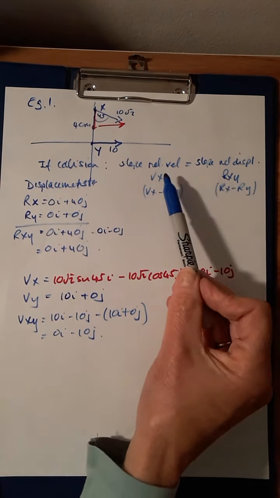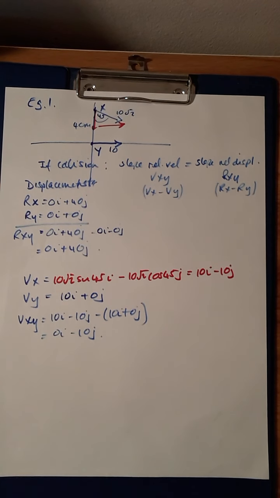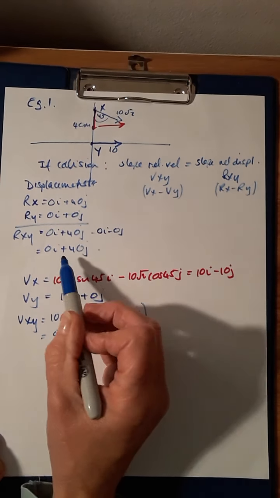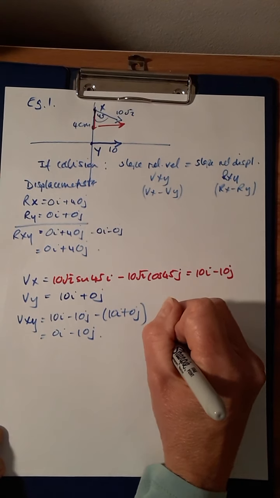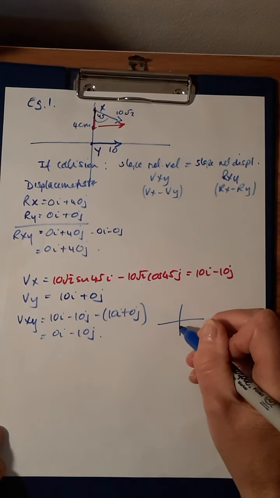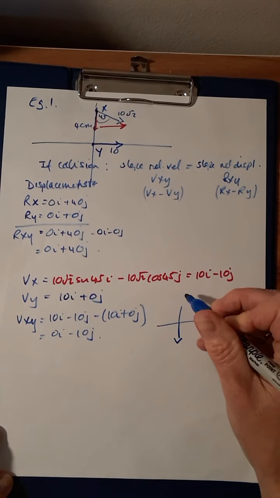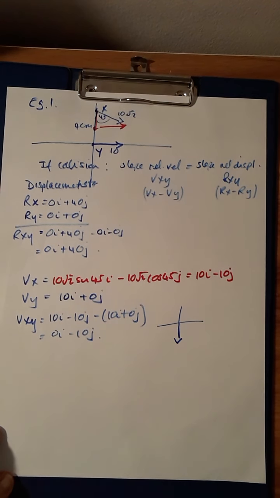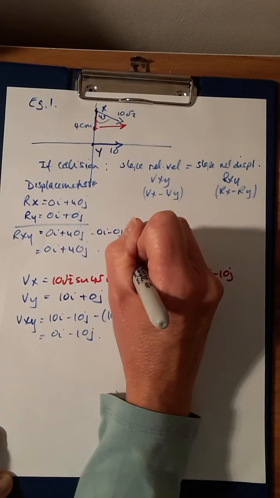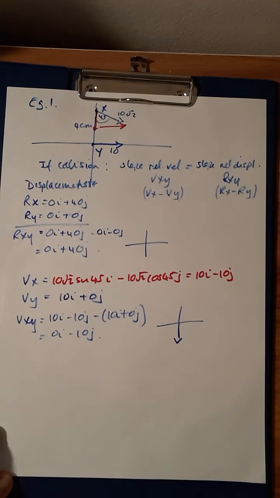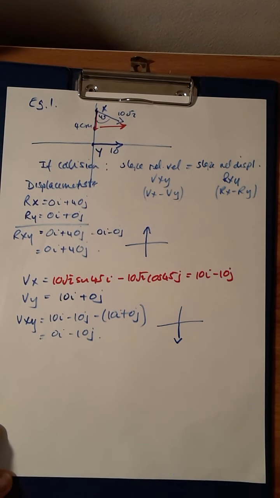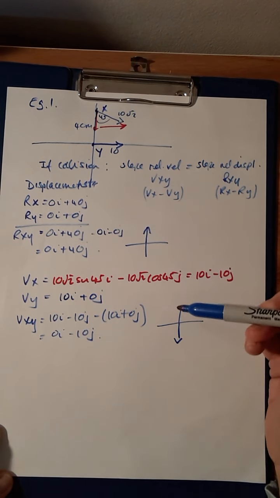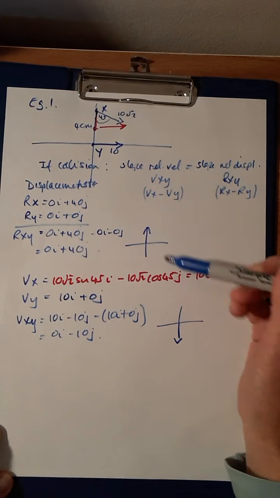Okay, let's see, is this the case then? What's the slope of the relative velocity here? So the slope of the relative velocity, if I was to draw the relative velocity, look where it is. It's 0i minus 10j, so it's going along the y-axis in a downward direction. Where's this? This is 0i plus 40j. It's going up the y-axis in a positive direction, but it's travelling along the y-axis. So they are the same.